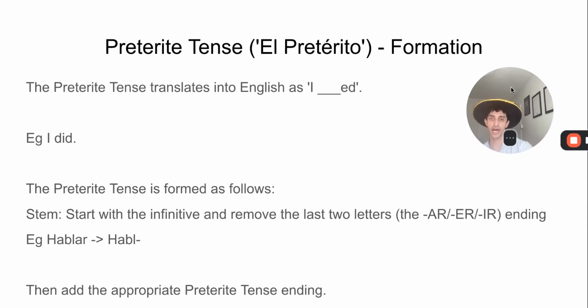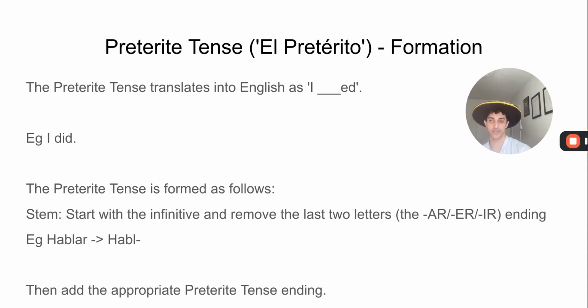Okay, now we're going to move on to the preterite tense, or el pretérito as it's called in Spanish, and how to form that. So the preterite tense would translate into English as "I somethinged." In English, that form would usually end in -ed, but not always. For example, I did, I saw, I went, and so on.